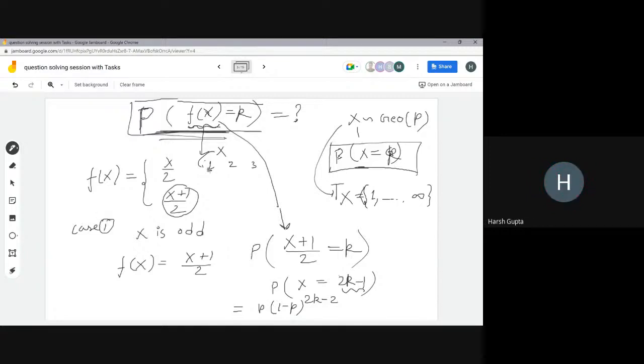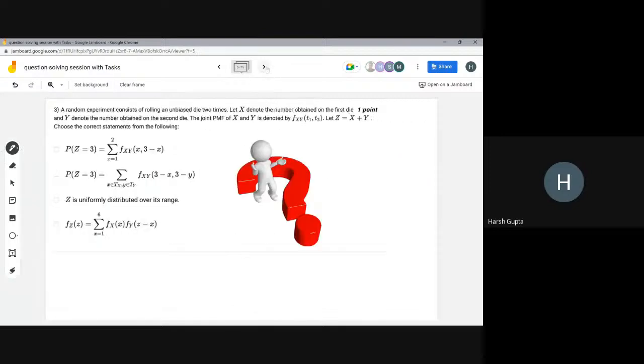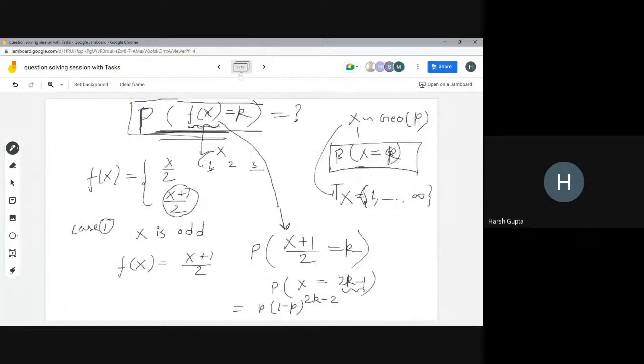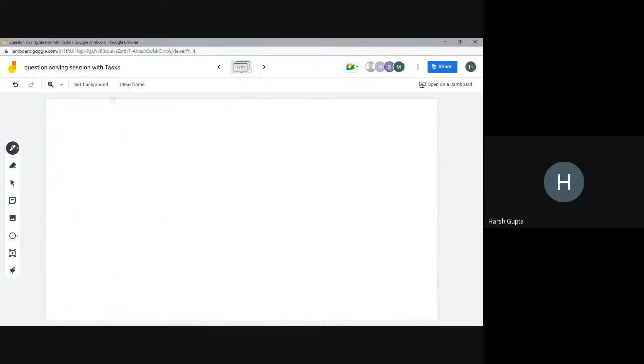For case 1, that means when x is going to be 1, 3, 5. There is no page remaining, so let me clear this page and I will write case 1 only now. In case 1, we have found that when x is odd, x equal to 2k minus 1, the probability is p (1 minus p) power 2k minus 2.